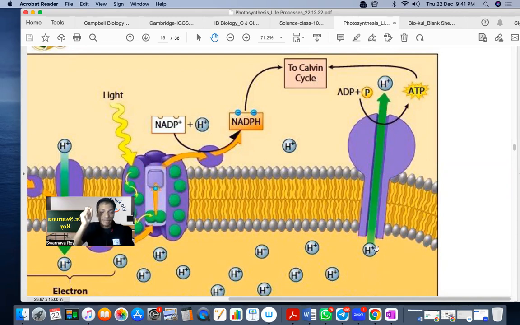Here, H plus ion is acting as the water. As the H plus is passing through this ATP synthase, which is acting as the turbine, the ATP synthase rotates, and this causes ADP, adenosine diphosphate, to react with an inorganic phosphate P and to form ATP, which is the adenosine triphosphate. You see how this is the ATP generation.